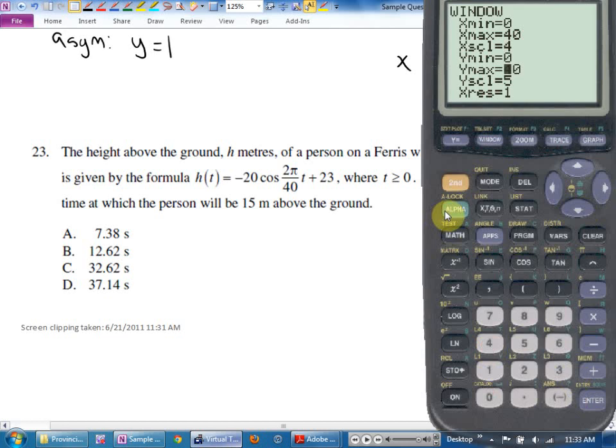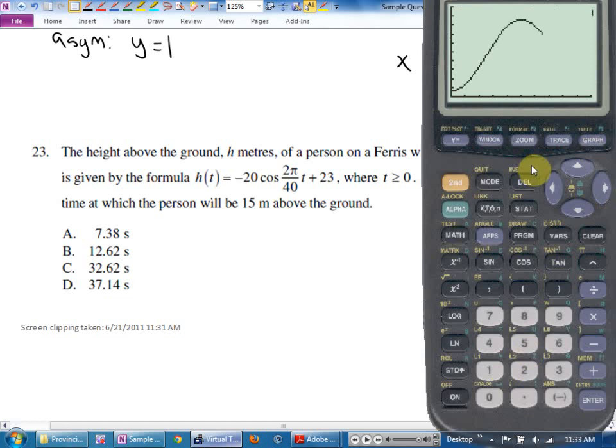Graph. I'm getting a lovely, lovely, lovely wave. Ferris wheel goes up. Ferris wheel goes down. And do they want the earliest time? Second function, calculate, intersection, first curve, second curve. Close enough. Is that okay? 7.38? What were you doing? Okay, so be careful with brackets and stuff.